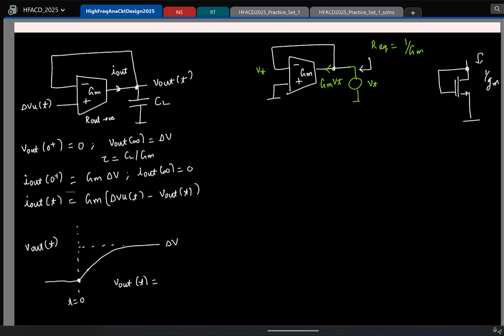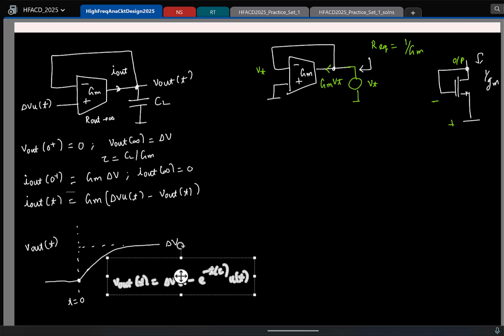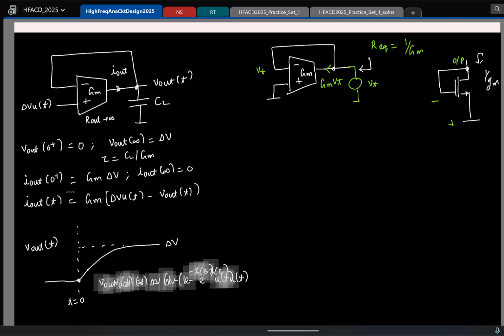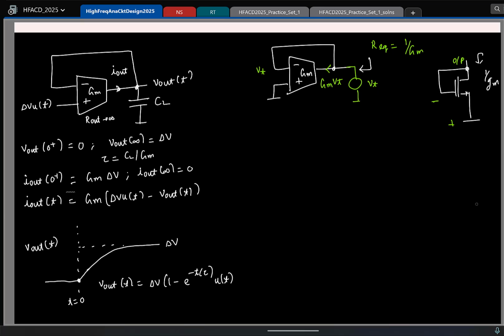So here, this is also a VCCS. This is the negative terminal, this is the positive terminal, this is the output. Same old thing. Great. Is this clear? So if I were to write it, V out of t is delta V times 1 minus e power minus t by tau times u of t.